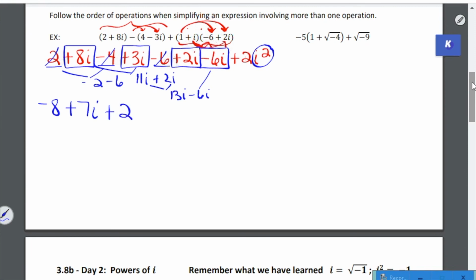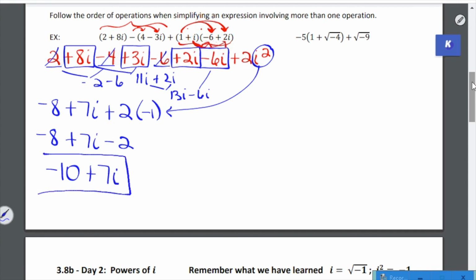Plus my 2 times negative 1, because this i squared changes to a negative 1. Okay, so I have negative 8 plus 7i. 2 times negative 1 is negative 2. Combine my like terms again. Negative 8 plus negative 2 is negative 10 plus 7i. There's my complex number.